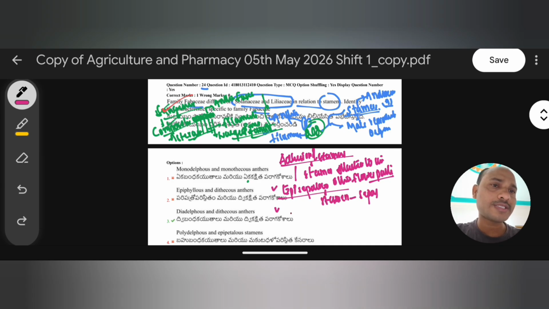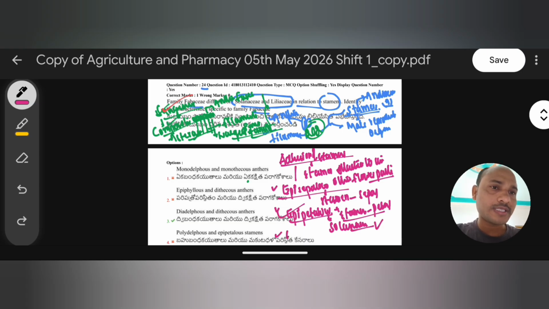One more condition we have is epipetalous. It is most common and very important: epipetalous, in which stamens are attached to the petals. Stamens attached to the petals are generally seen in a very important family, the Solanaceae family. In Solanaceae we see epipetalous conditions.